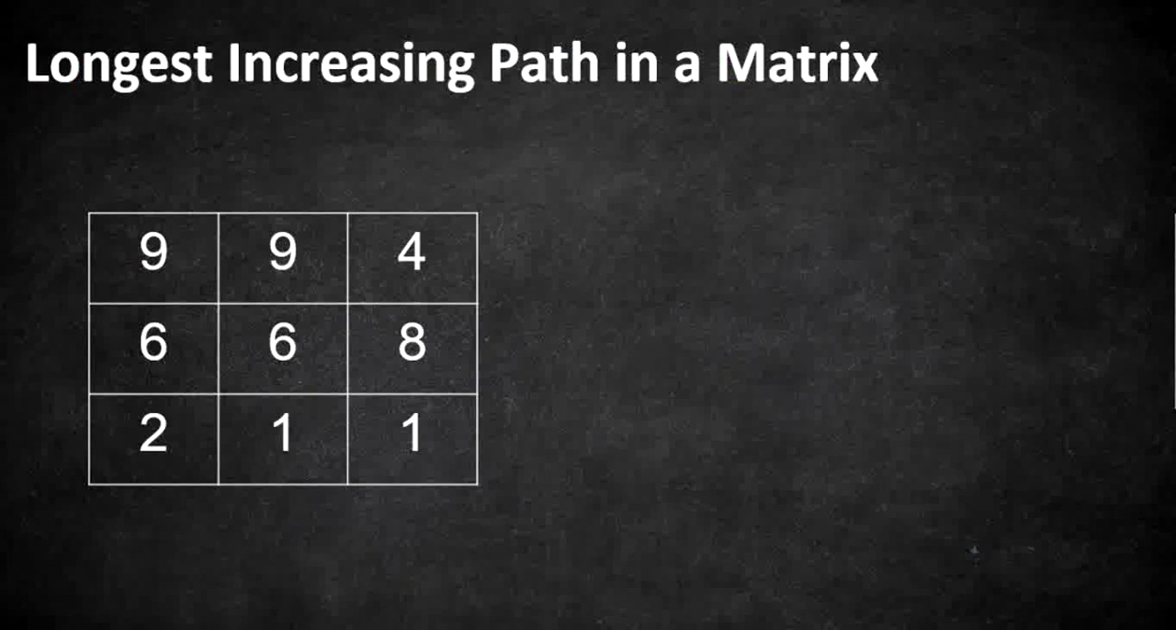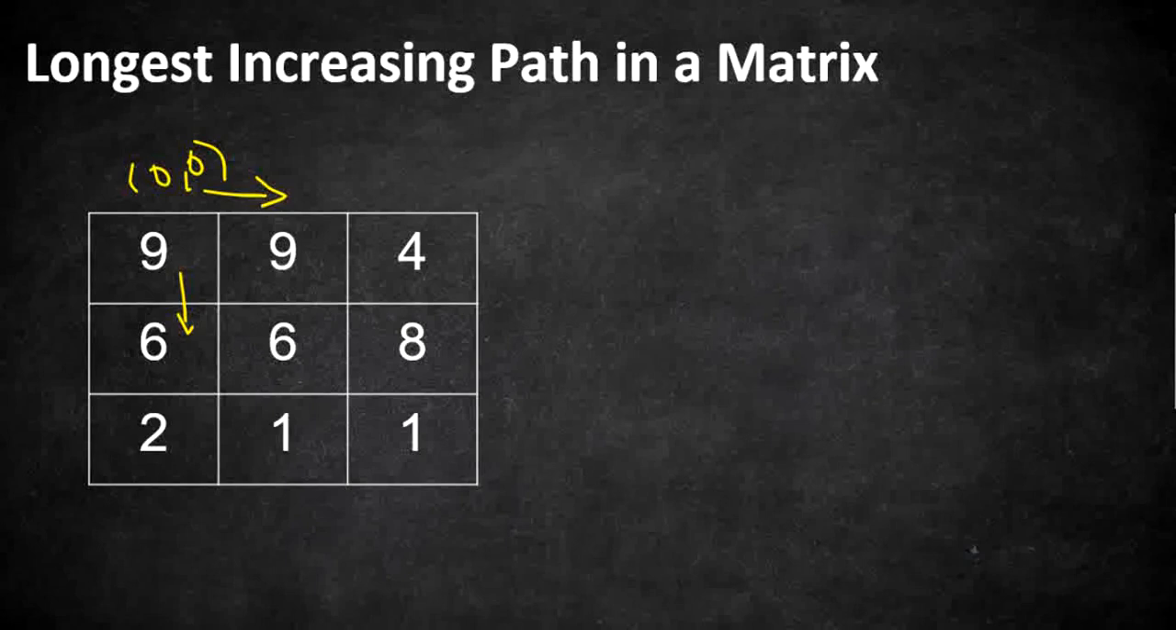Let's start from the first cell 0, 0 and we can move in four directions, that is up, left, right and down. Here we don't have any cell up or left of 0, 0. So the two options we have are the cell to the right of 0, 0 and the cell down from 0, 0. If you observe, both the values are not increasing. 9 is equal to 9 but it is not increasing. Same way 6 is less than 9, so we cannot start our increasing path from the cell 0, 0.